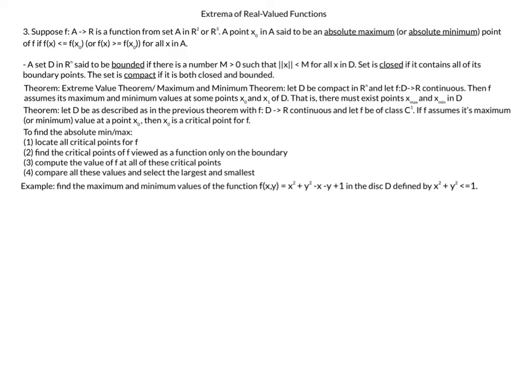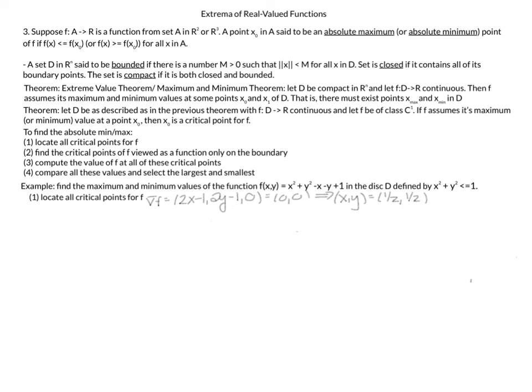Find the min and max values of the function f of xy equals x squared plus y squared minus x minus y plus 1 in the disk formed by x squared plus y squared less than or equal to 1. So here the domain is subject to this disk, and you can see it definitely has a boundary at 1, and it has a max and min, so it's bounded. And from this theorem, we're going to be able to find both a min and a max.